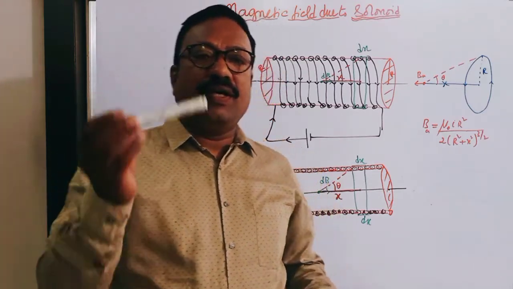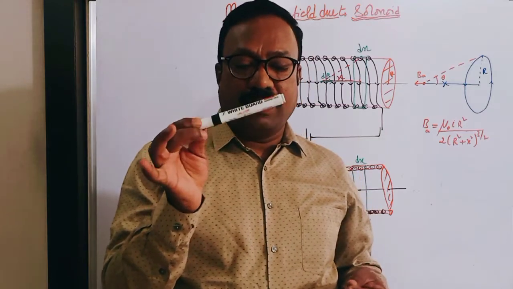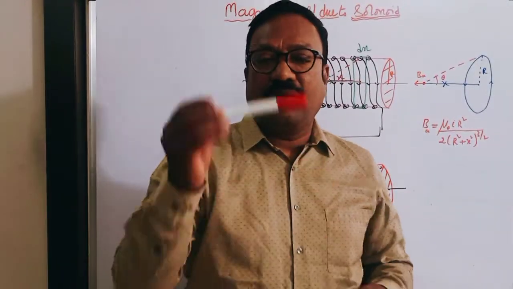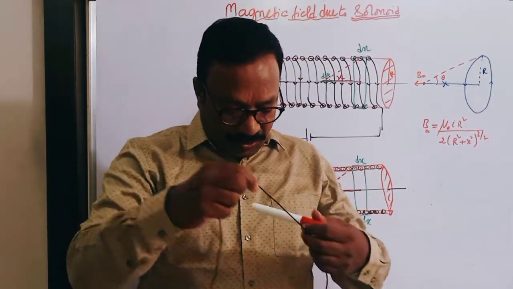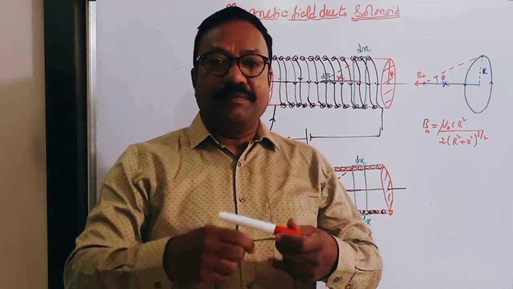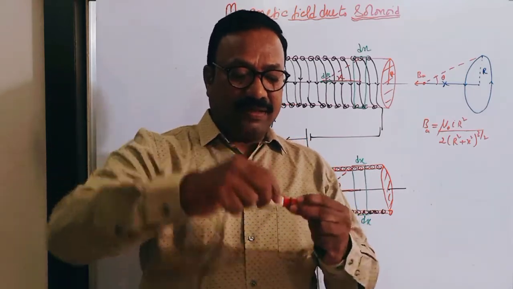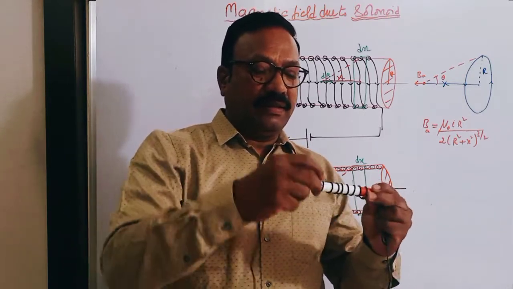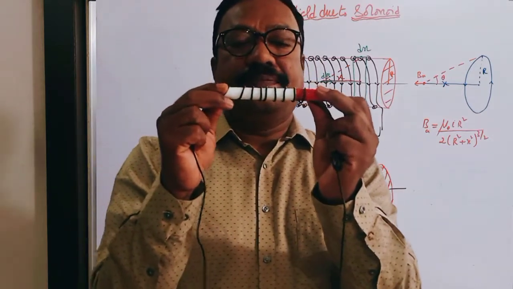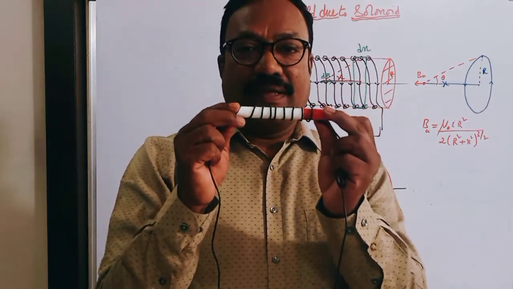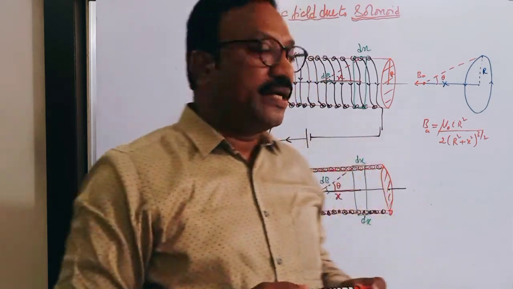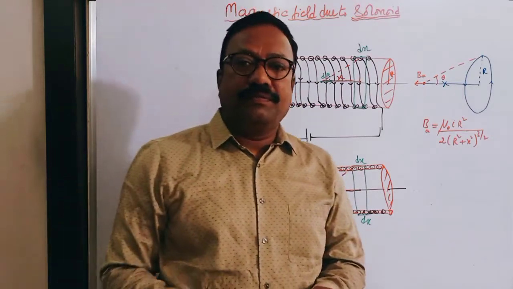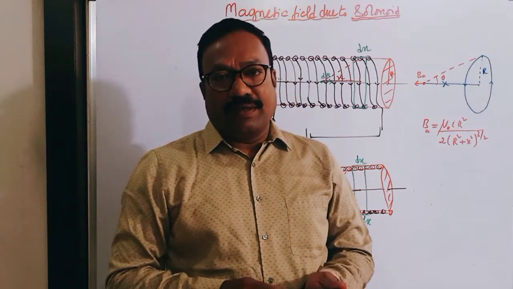See, you have to take a non-conducting material like this. Let me take this one as a non-conducting material. On the non-conducting material, if you wind a wire like this, it is called a solenoid. You have to pass the current, then you will be determining the magnetic field on the axis of a solenoid in this derivation. Now, what is a circular coil?